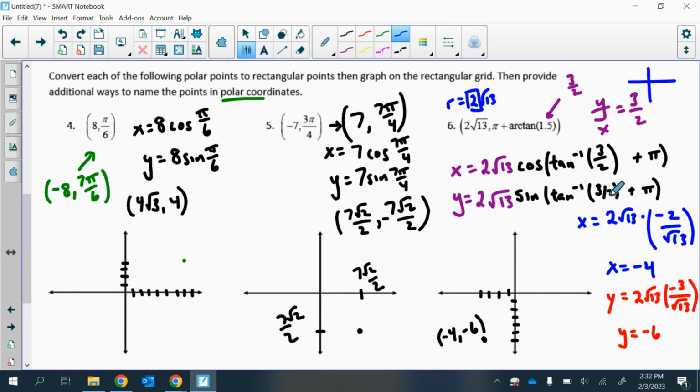Now, if arctangent 3 halves plus pi is in the third quadrant, I take the sine of that. I'm just going to get back the y part because the root 13s are going to cancel. And likewise with the x, the root 13s are going to cancel. So I end up with -4, -6 as my point.